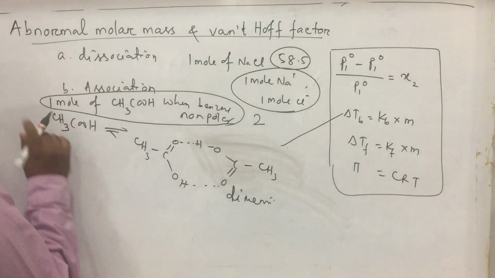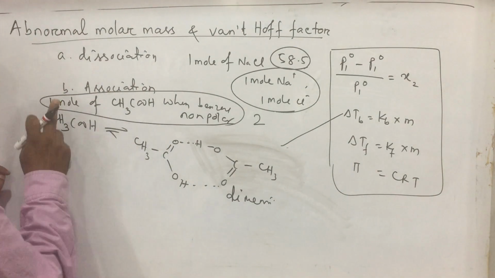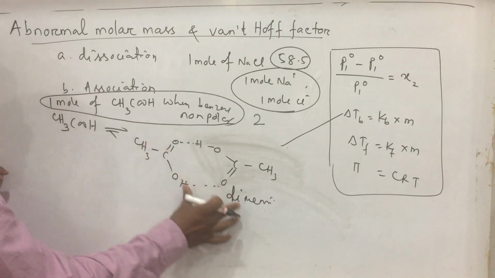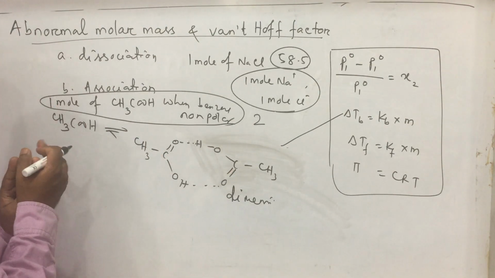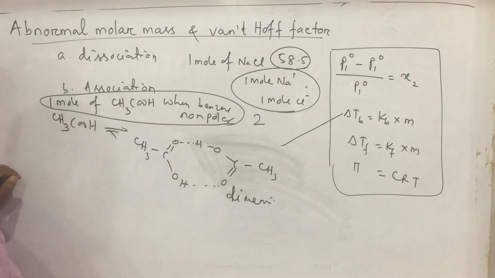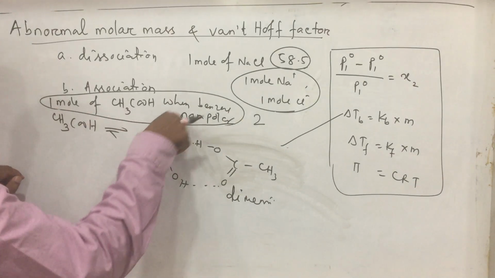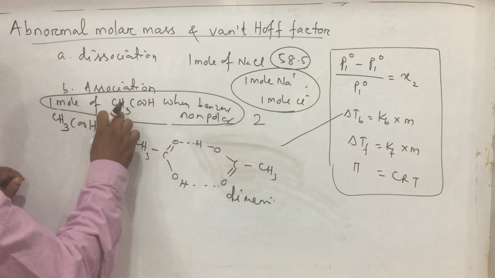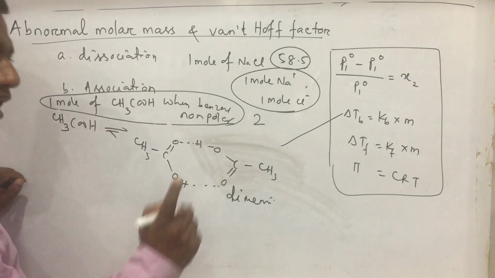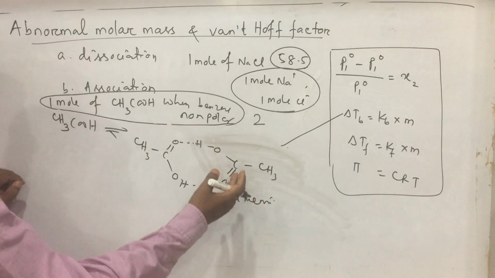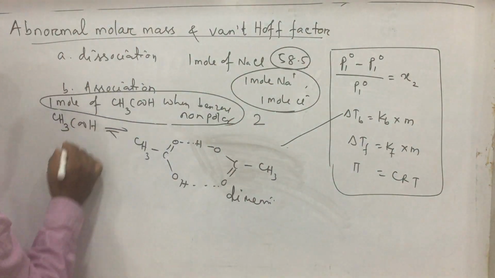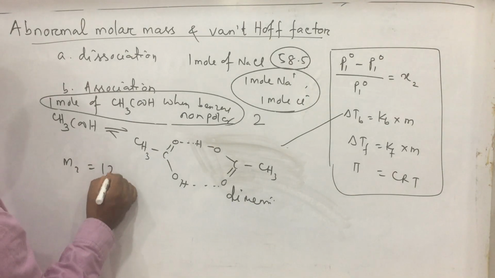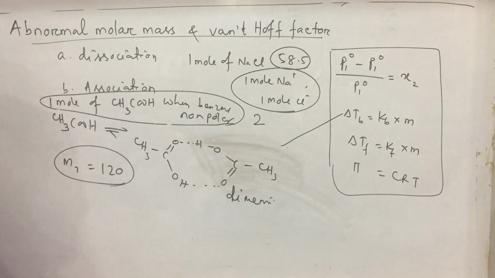So here you see, suppose you add 10 molecules, it behaves like 5 molecules. Why? Because 2 molecules are associated to behave like 1 molecule. So if you add 1 mole of acetic acid in this benzene solution, how many moles of acetic acid are present? Half. So when half, then delta T will be half. So the molar mass will become, in case of acetic acid, 120. But we know acetic acid molar mass is 60.